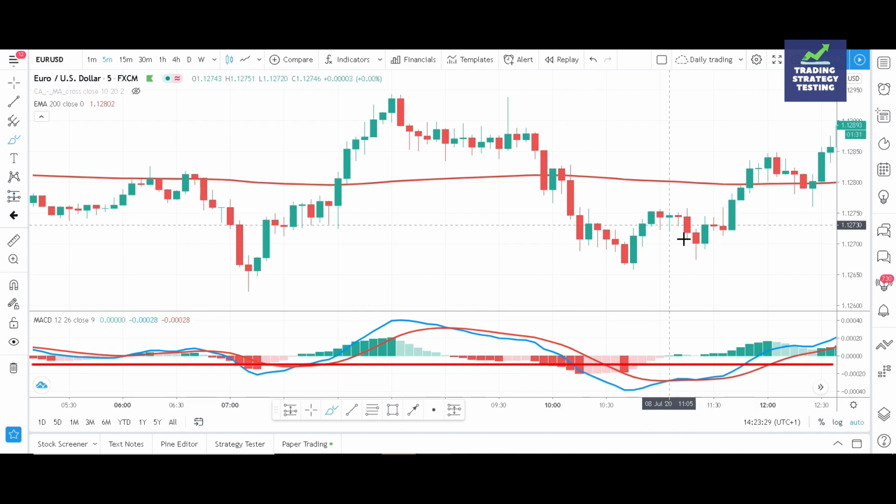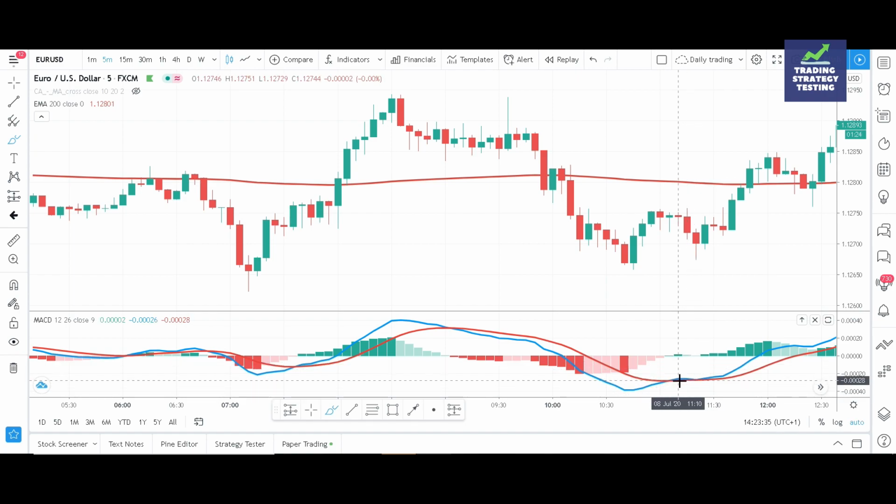When the two lines are below the MACD zero line, we will consider buying as soon as the MACD line crosses above the signal line. On the other hand, when the two lines are above the MACD zero line, we will go short as soon as the MACD line crosses below the signal line.